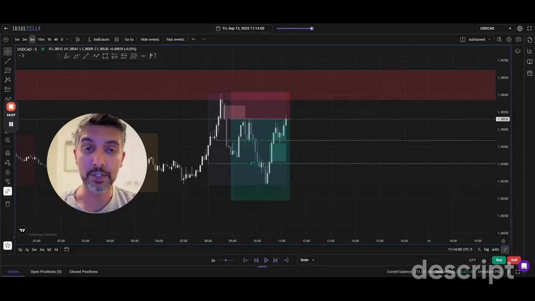This trade reinforced something really powerful for me. The real edge isn't prediction, it's protection. Managing partials turned a full loss scenario into a profitable day, and that's sustainable trading.